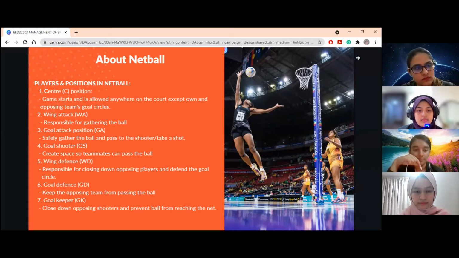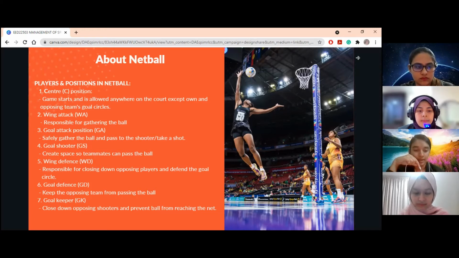Next is the goal attack position, known as the GA position. This position safely gathers the ball and passes to the shooter or takes a shot. The next one is goal shooter, known as the GS position. This position creates space so teammates can pass the ball. Wing defense, known as the WD position, is responsible for closing down opposing players and defending the goal circle.